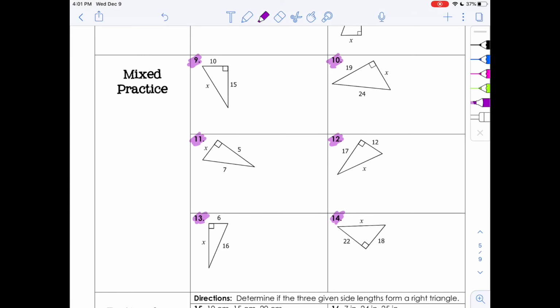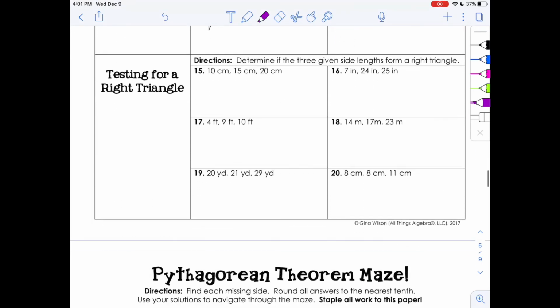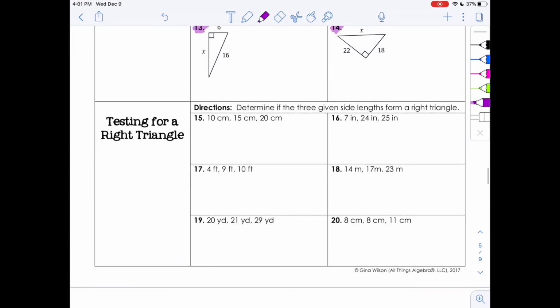And one more thing with Pythagorean theorem is you should be able to test to see if a triangle is a right triangle. So if I give you the three sides, remember, your biggest side is your hypotenuse. So when I look at number 15, my side lengths are 10, 15, and 20. So my longest side is 20. So this would have to be C, my hypotenuse. My other two sides can be A or B. It doesn't matter. So I'm just going to say the first one's A and the second one is B.